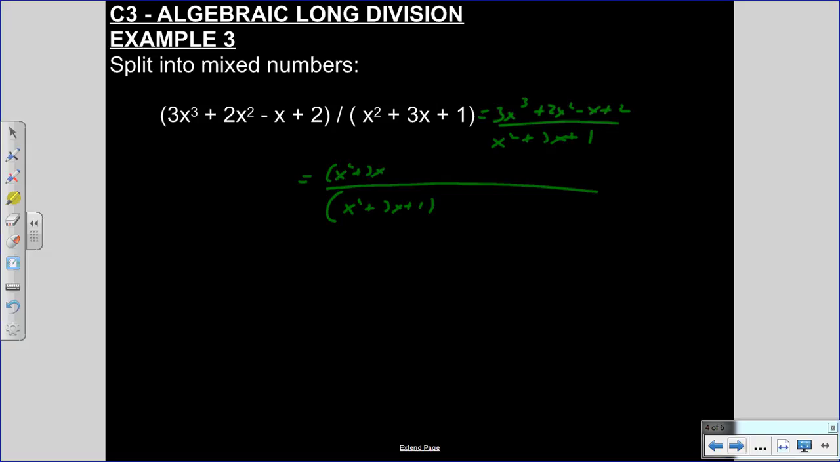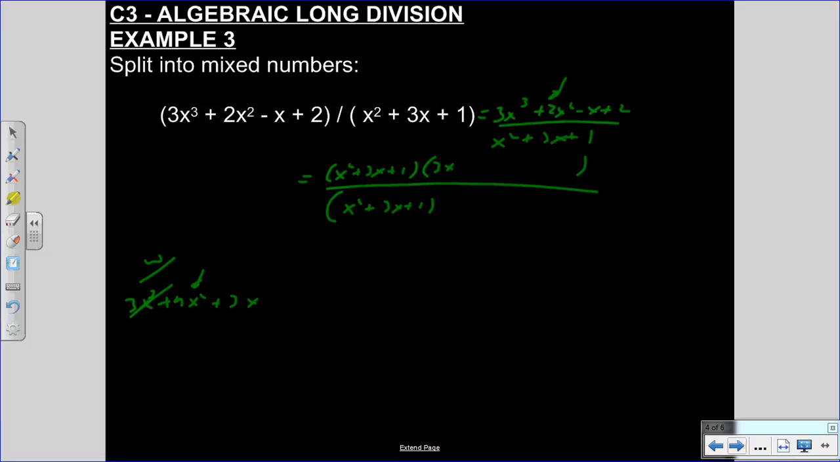Write the working at the bottom. W for working, so let's go. What do we need to times x squared by to get 3x cubed? Well, 3x. So multiply that out: 3x cubed plus 9x squared plus 3x. Bang, 3x cubed, sorted.